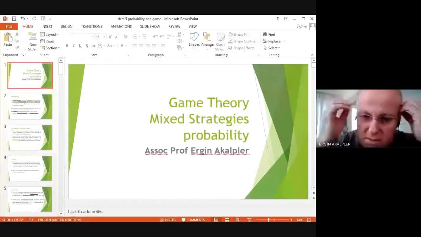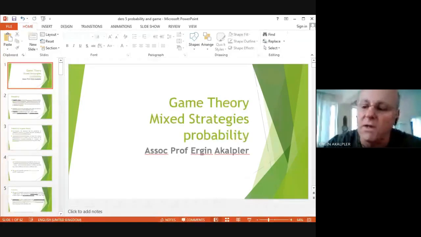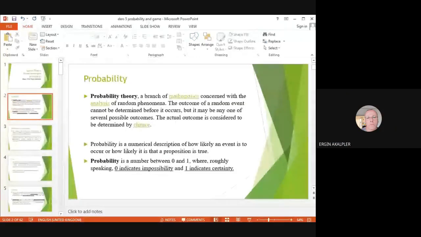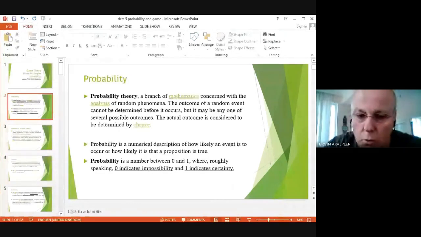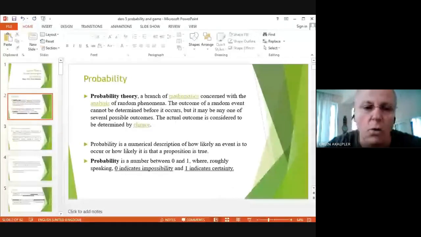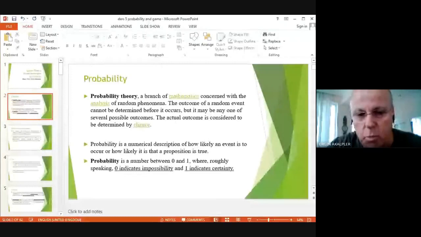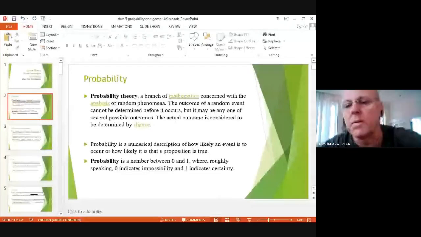In game theory, as I said to you, we are concentrating mostly on probability, which is very popular in mathematics, and we are using it to understand how the payoff matrix is going to be more profitable in game theory. Probability is a branch of mathematics concerned with the analysis of random events. The outcome of a random event cannot be determined before it occurs, but it may be any one of several possible outcomes. Therefore, probability is very important to know before applying game theory.